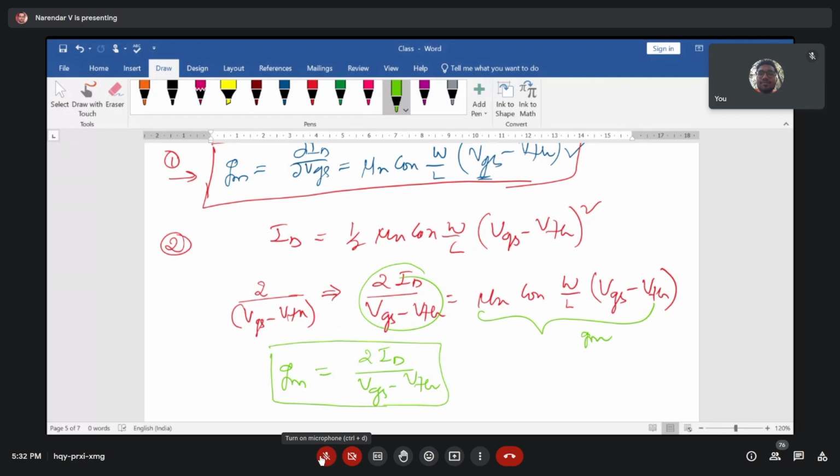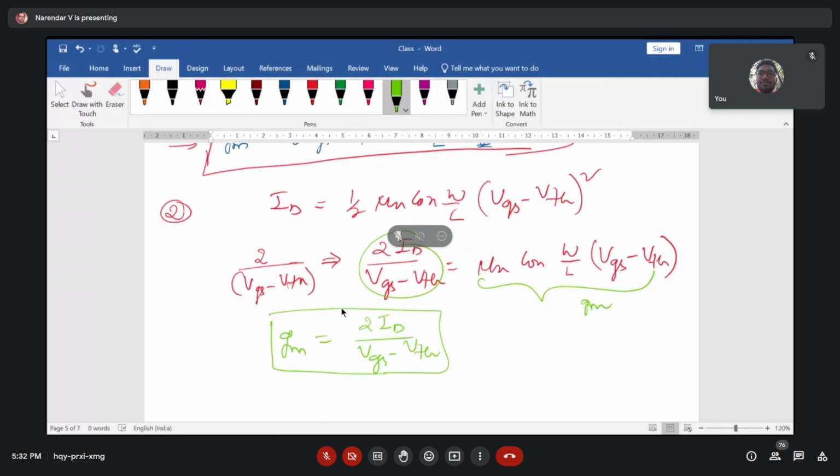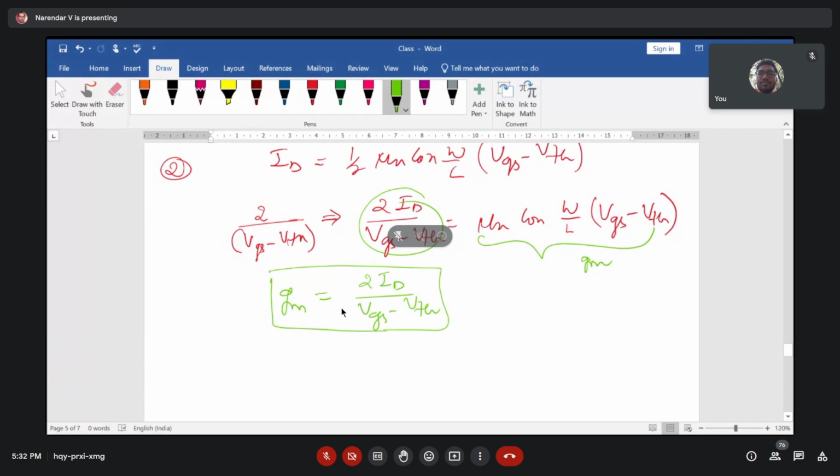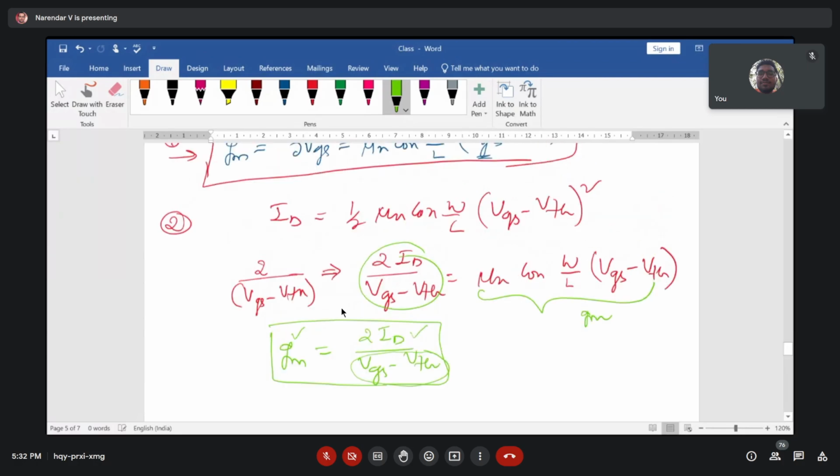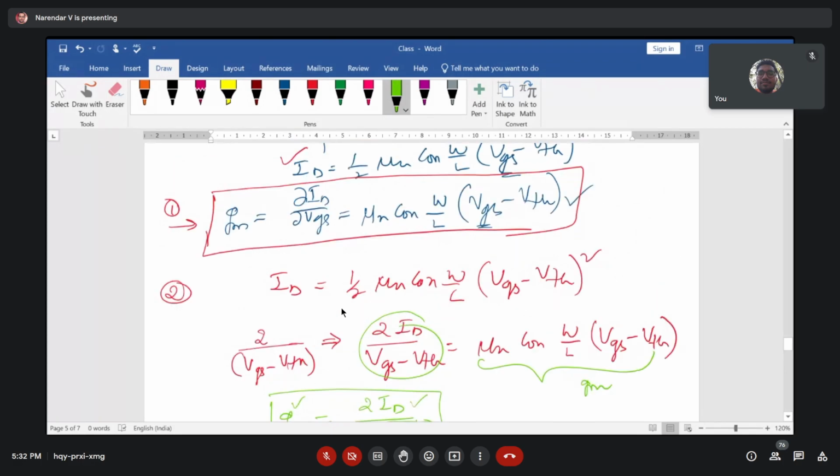If you look at this second expression, it indicates that if you want to increase the GM value, then you just decrease the VGS minus VTH value or increase the ID value. From the first expression, what you can notice is that to increase the GM value, that is amplification, right? That is the strength of your transistor to convert your voltage into current, right? That is the strength.